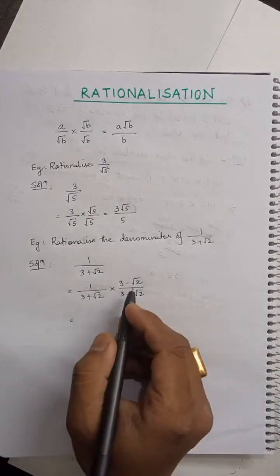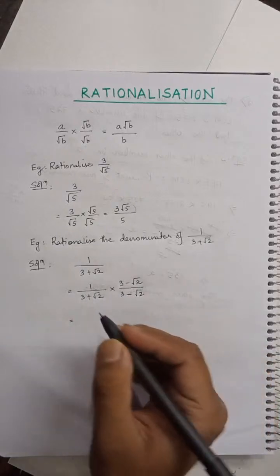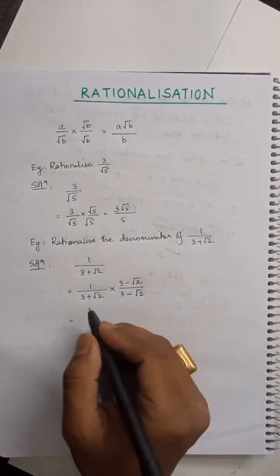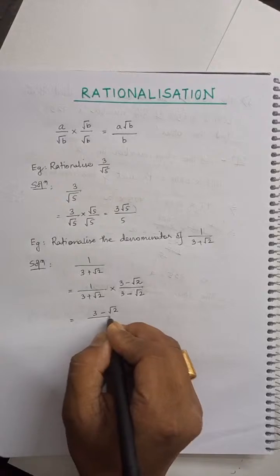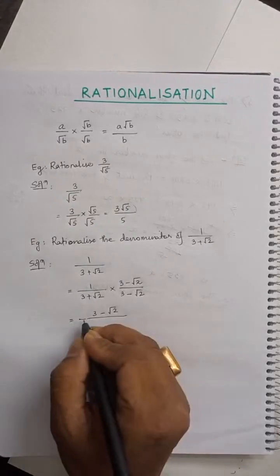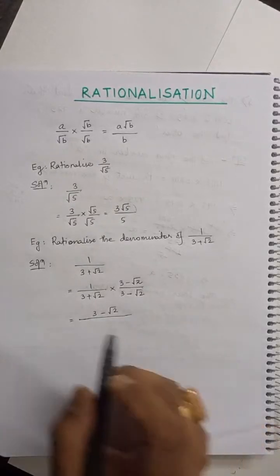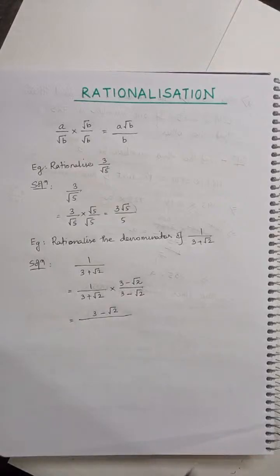Okay, so 1 into 3 minus root over 2 is, I mean, anything multiplied by 1 is the number itself. So in the numerator part we have root over 2. Now while writing the denominator part, we have to be careful. Here we are going to use one algebraic identity.